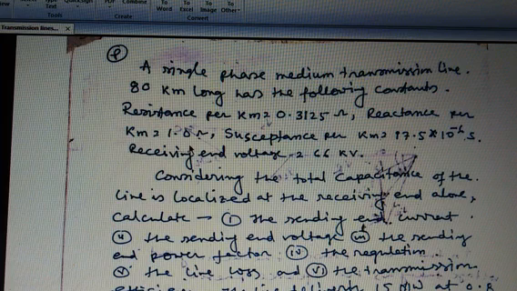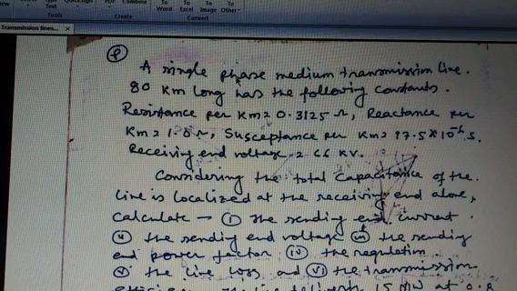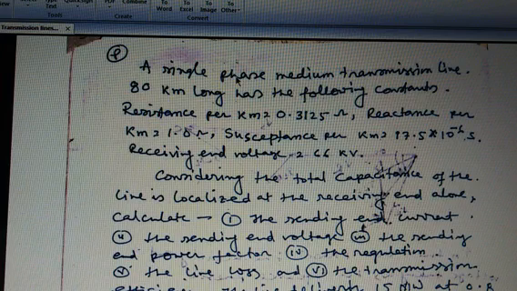Now, this is a problem regarding the performance of transmission lines. A single phase medium transmission line, 80 km long, has the following constants. Resistance per kilometer equals 0.3125 ohms. Reactance per kilometer equals 1 ohm. Susceptance per kilometer equals 17.5 × 10^-6 S. Receiving end voltage equals 66 kV.